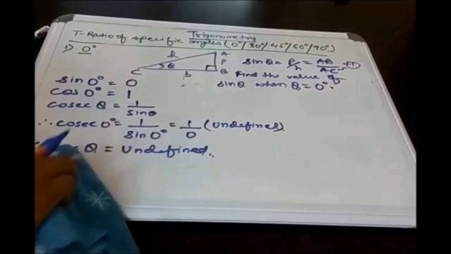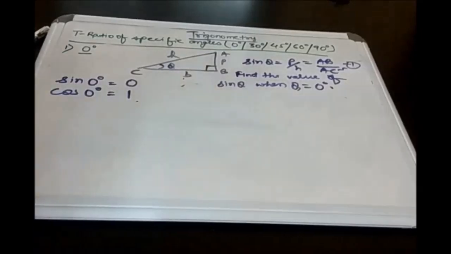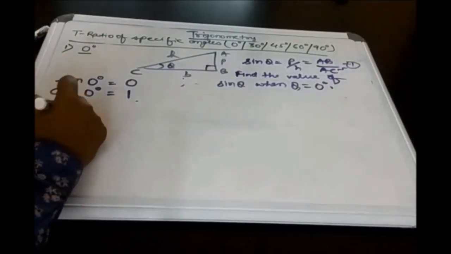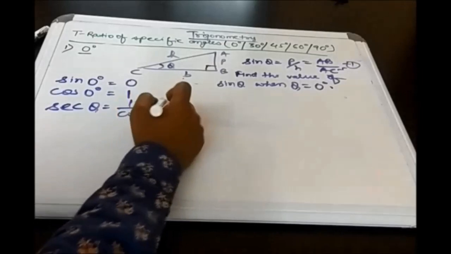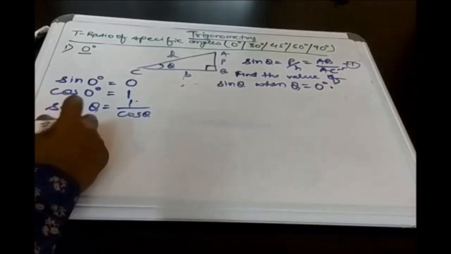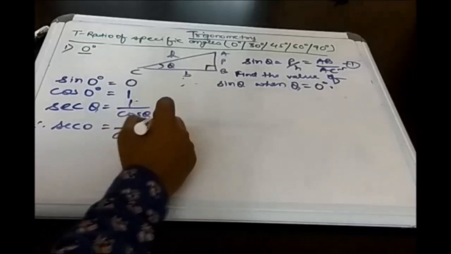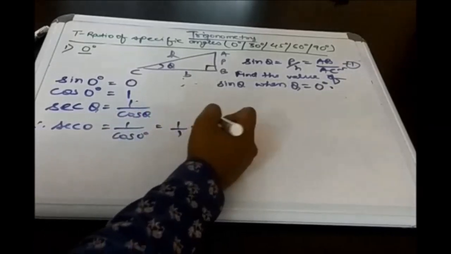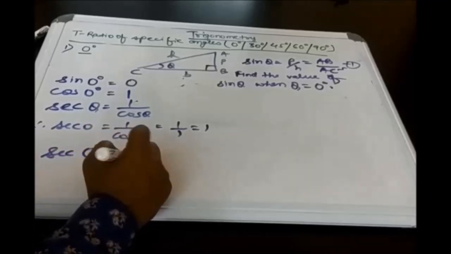Similarly, now we will be taking the value of sec 0. While learning the relationship between trigonometric ratios, we have learned that sec theta is 1 by cos theta. Therefore, sec 0 will be 1 by cos 0 degree, that is 1 by 1 equals 1. Therefore, the value of sec 0 degree equals 1.